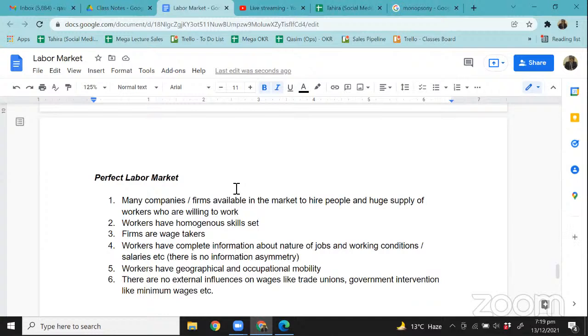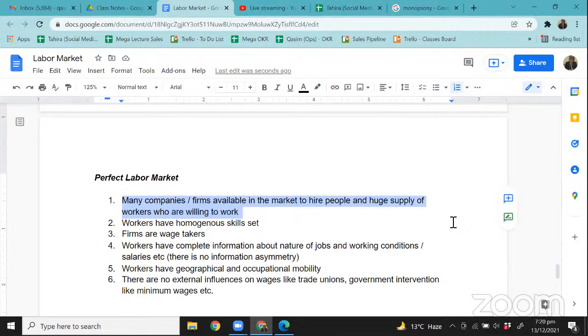Okay. Now, what are the characteristics that need to hold true for a labor market to be defined as a perfect labor market? Okay. Now, the first one, there are many firms or companies available in the market to hire people and a huge supply of workers who are willing to work, right? So for any country, in most cases, you will see that this holds true, right? That there are a couple of firms, of different nature, who are willing to hire.